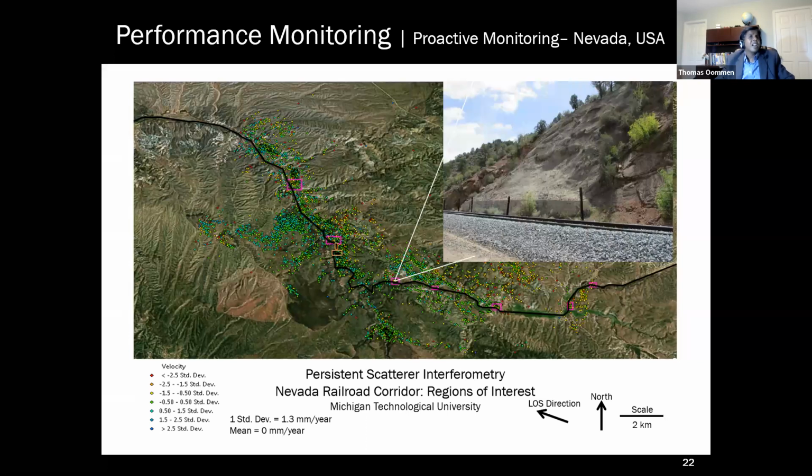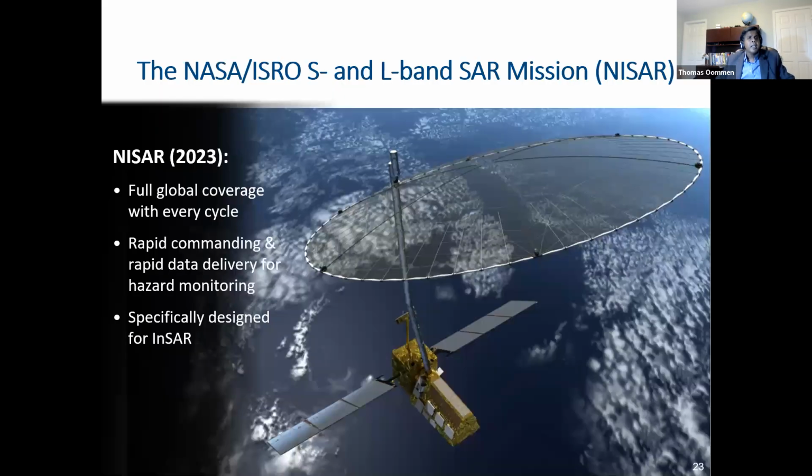The historic archive of radar images that is available and the spatial resolution that you can actually get from these radar images provide quite a valuable tool for geotechnical engineers to measure the movement of infrastructure and understand the health of this infrastructure based on these movements.